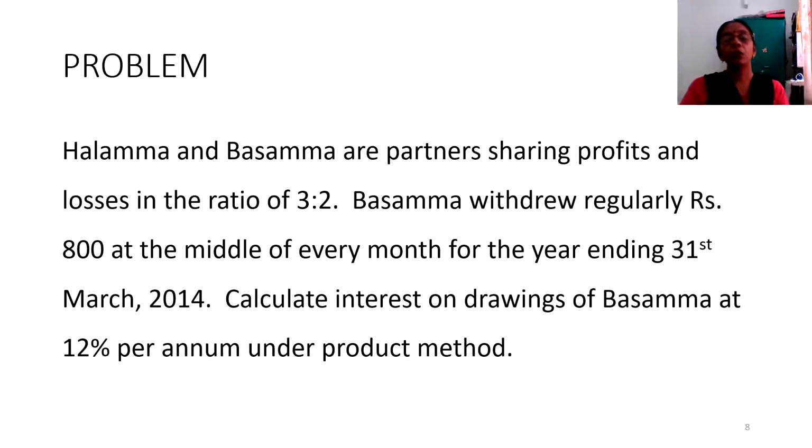Well, we will move into our next example. Halamma and Basamma are partners, sharing profits and losses in the ratio of 3:2. Basamma withdrew regularly rupees 800 at the middle of every month. For the year ending 31st March 2014, calculate interest on drawings of Basamma at 12% per annum under product method.